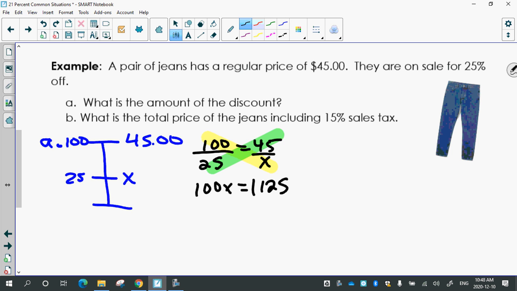$11.25. And we get X equal to $11.25. So the amount of the discount is $11.25. Make sure you have dollars.